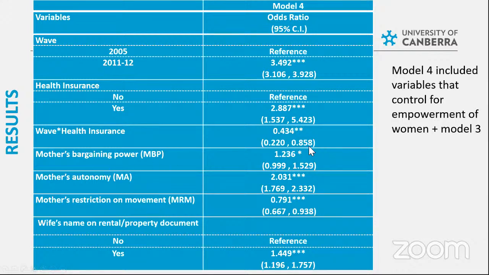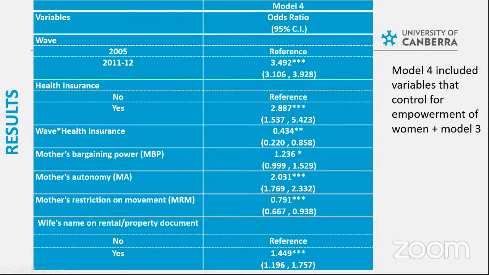Mother's bargaining power was only significant at the 10% level of significance. You can see that mother's bargaining power, mother's autonomy, and the mother having her name on the rental or property document increased the odds of the mother accessing MCH services, whereas the mom facing restriction on her movement reduced the odds of the mom accessing MCH services.